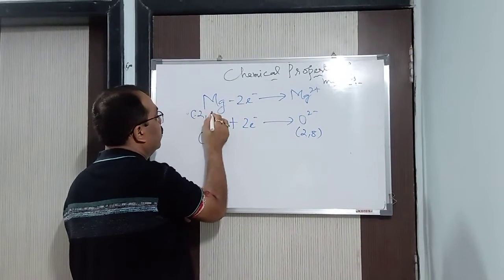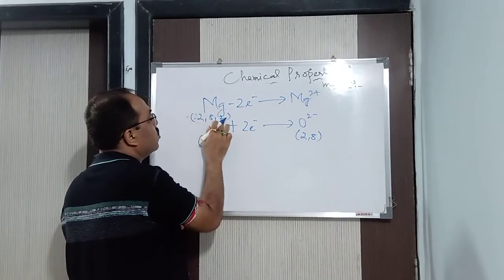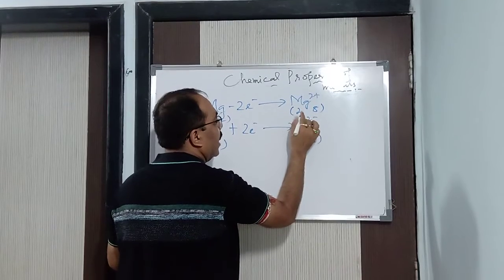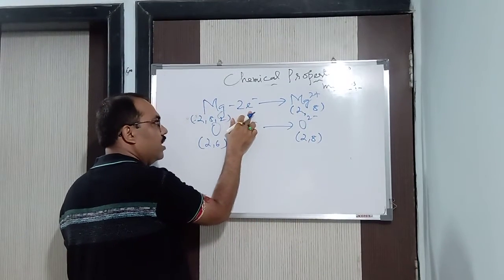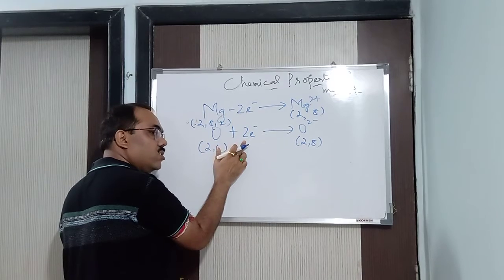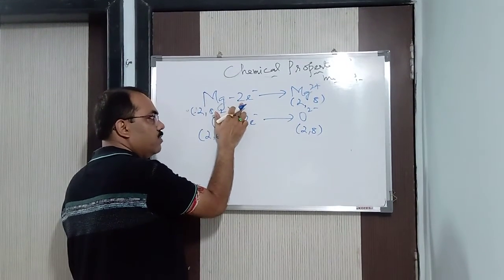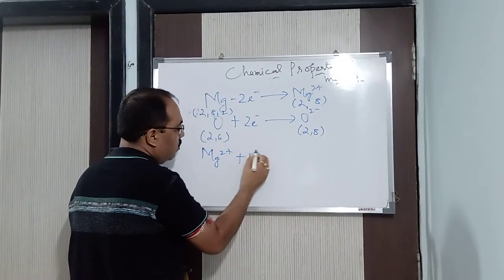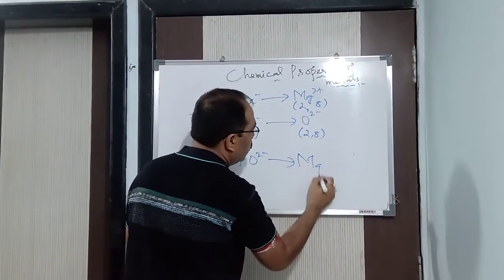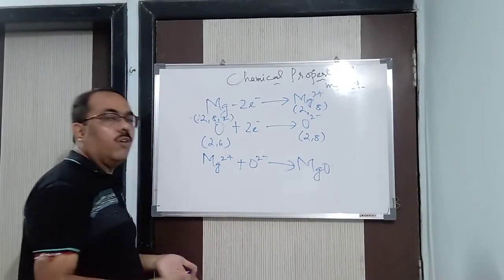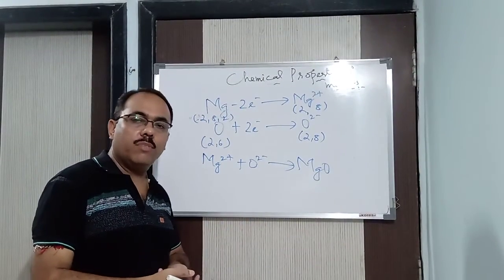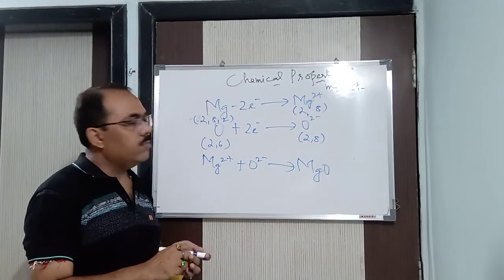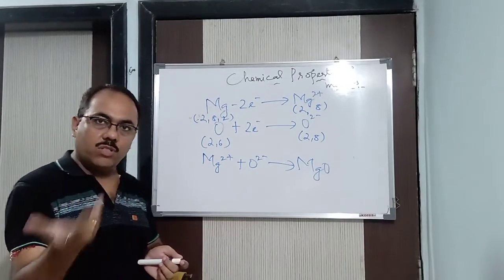Here magnesium is 2,8,2. It has 2 excess electrons, and hence it forms 2,8. So I can say the 2 electrons which magnesium loses are gained by oxygen. Got it? That is Mg2+ and O2- to give you MgO. In this way, oxides are formed. We can say that magnesium loses 2 electrons and oxygen gains those 2 electrons to form magnesium oxide. Similarly, sodium, potassium, calcium also the same thing.